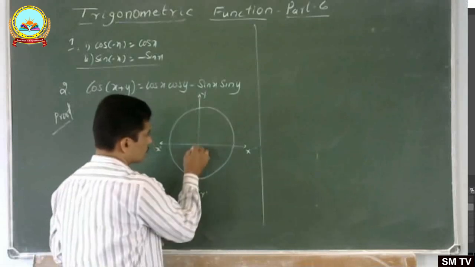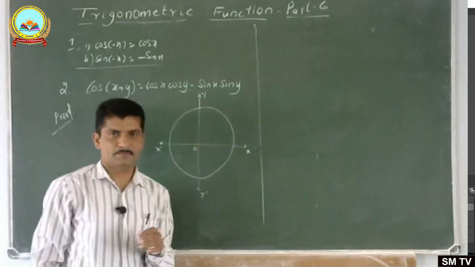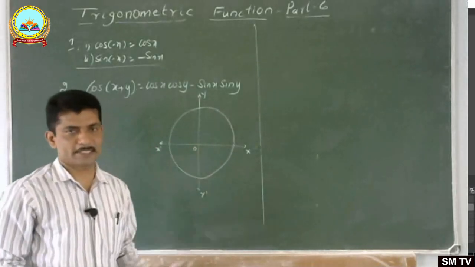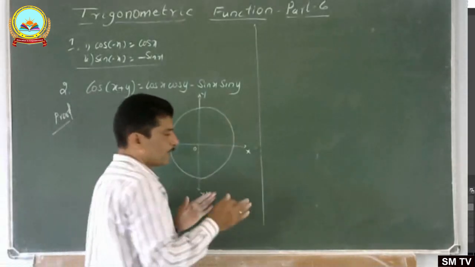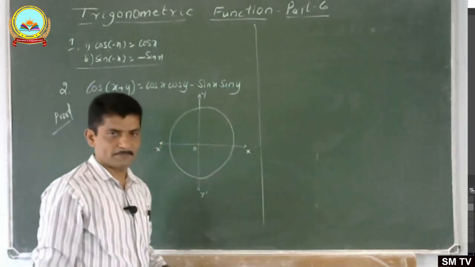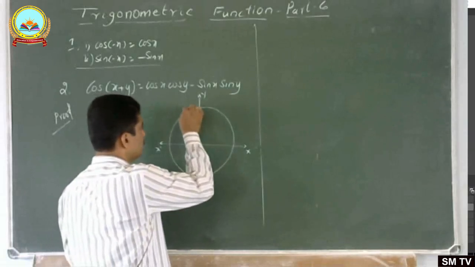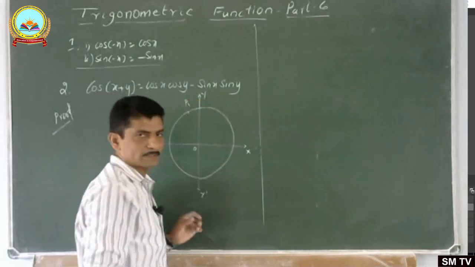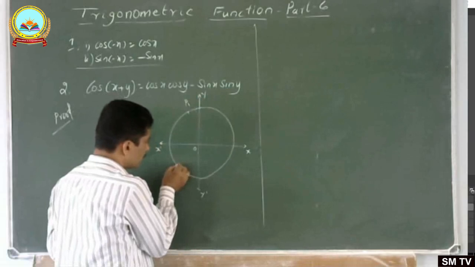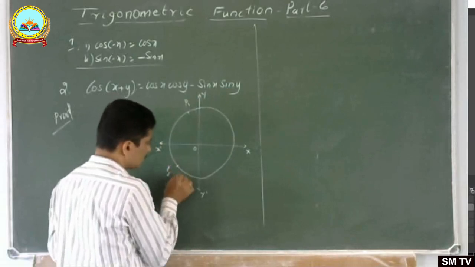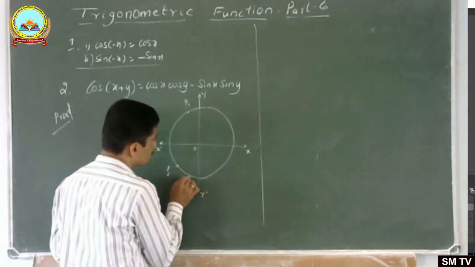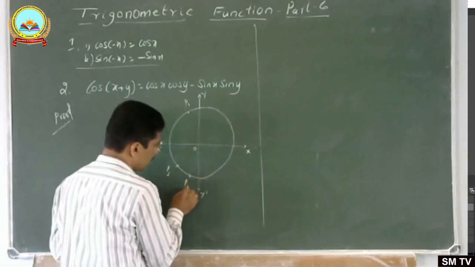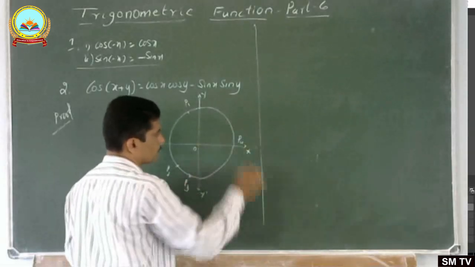You say that O is the center of a unit circle. Origin is the center of the unit circle. Here you choose the 4 points. Suppose P1 is the first point, P2 you can take as the second point, P3 is the third point, and P4 is the fourth point.